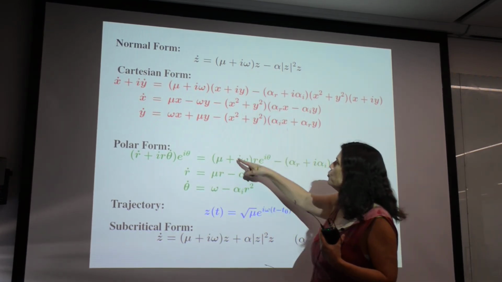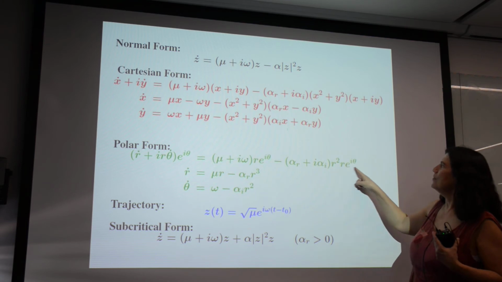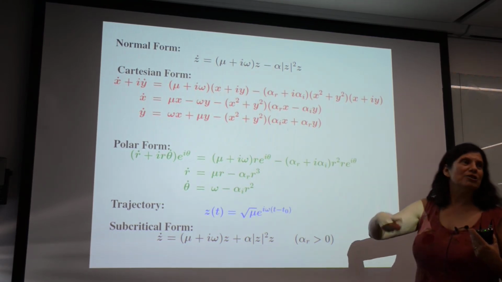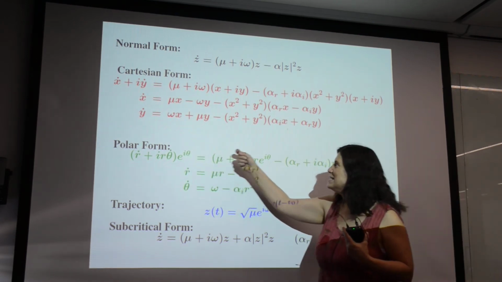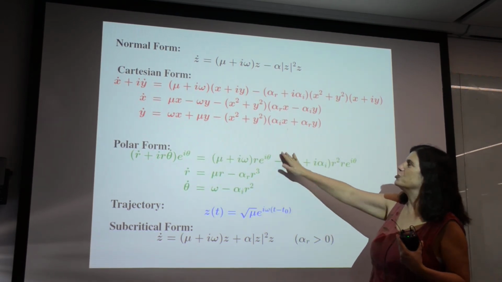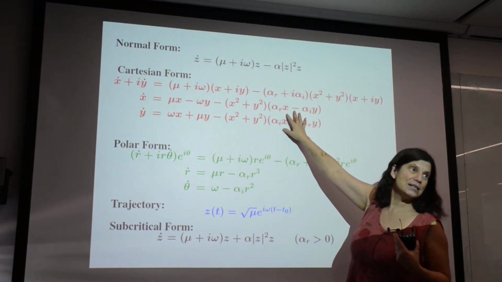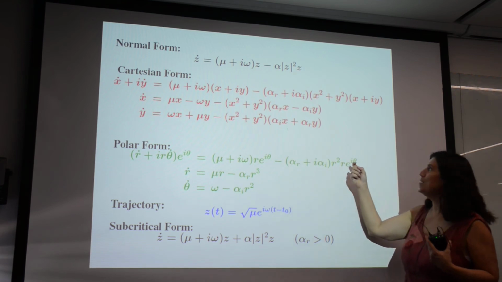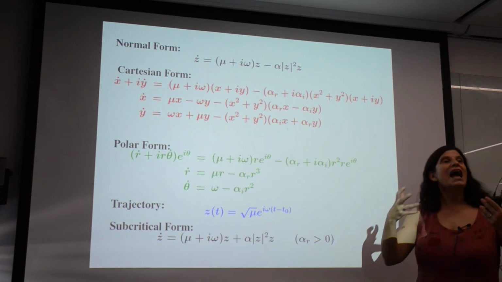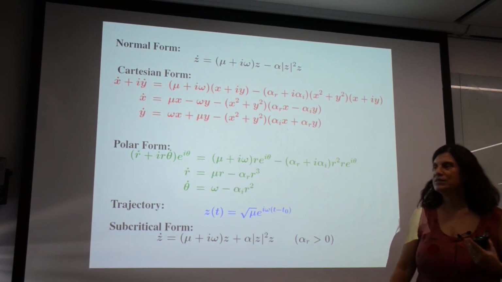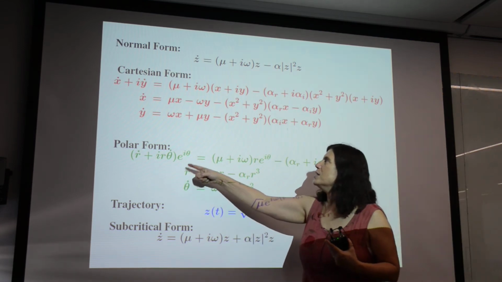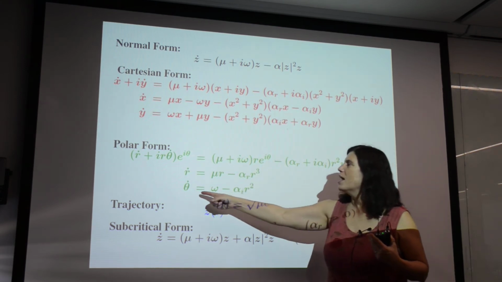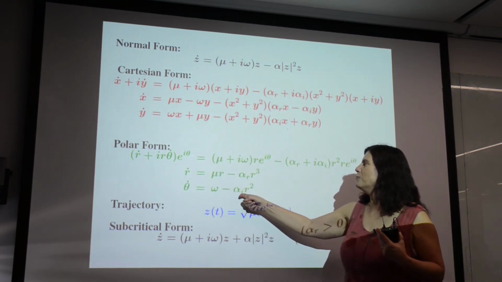And then here we have mu plus i omega, r e to the i theta, and this becomes an r cubed e to the i theta. Now we divide through by e to the i theta, which appears in every term, and then look at the real and the imaginary parts. If we just looked at the real and imaginary parts of this, we would get the same as this. And you get for the r equation, r dot equals mu r minus alpha r cubed, and theta dot equals omega minus alpha i r squared.